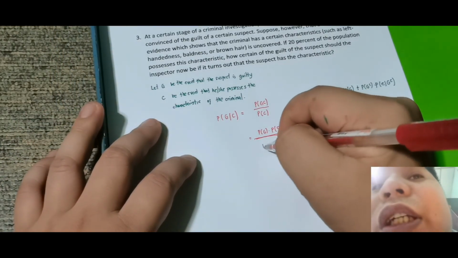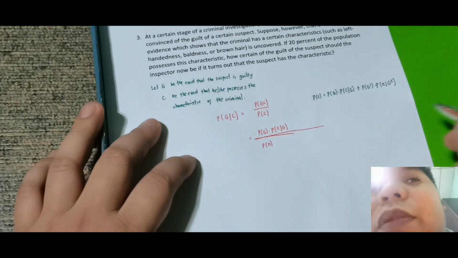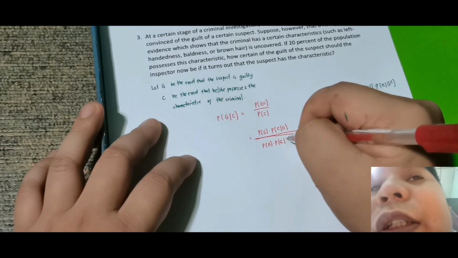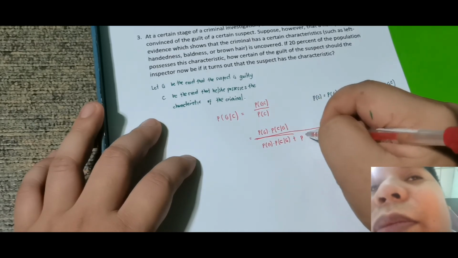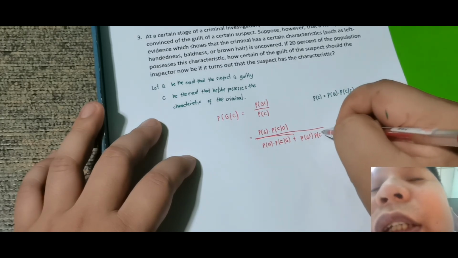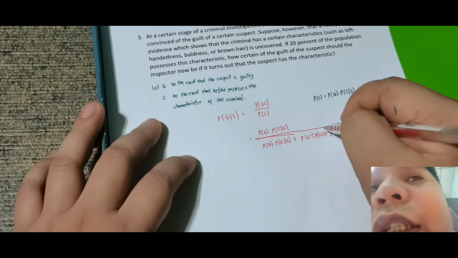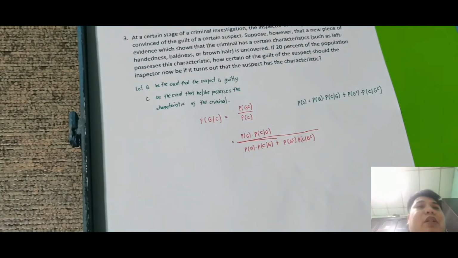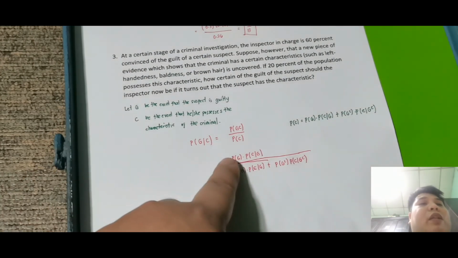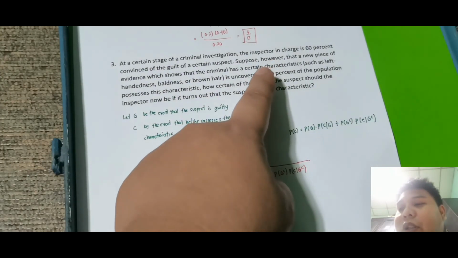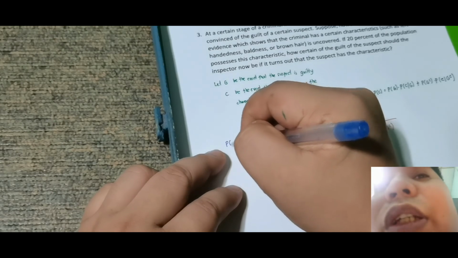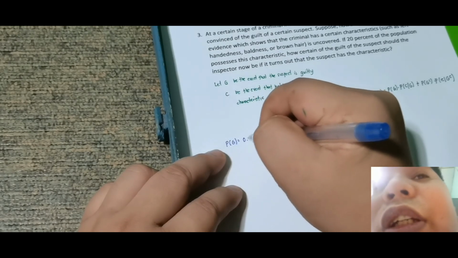Okay, so this is P of G times probability of C given that G has occurred plus P of G complement times the probability of C given that he is not guilty. Ngayon, punta na tayo dito sa mga given na nakuha natin or pwede natin makuha. Ano yung probability na siya ay guilty? Ang sabi ng inspector, siya daw ay guilty, 60% siyang sure. Okay, so 60% akong sure na siya ay guilty or 0.6.